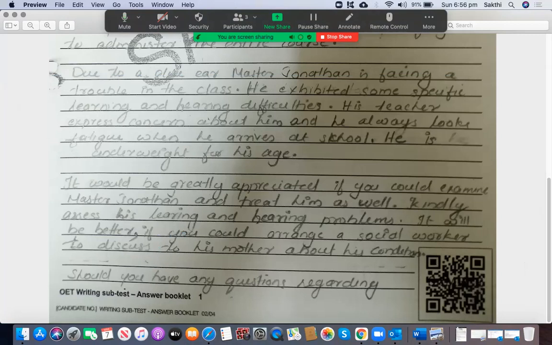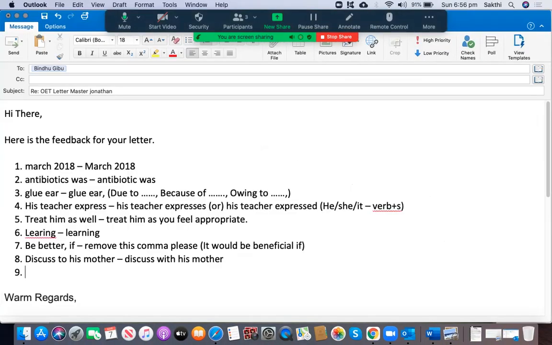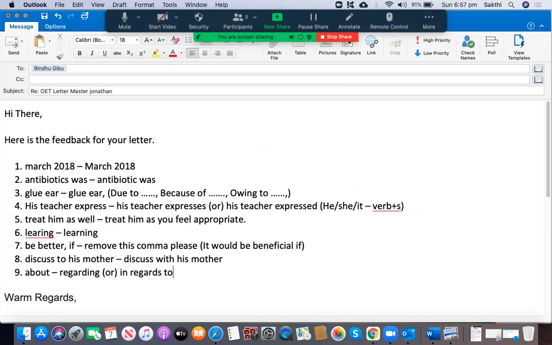About his condition, it's better to use "regarding" or "in regards to" instead of using "about", because "about" is an informal phrase. So it's better to use formal phrases wherever possible. So use "regarding" or "in regards to". Okay. All right.